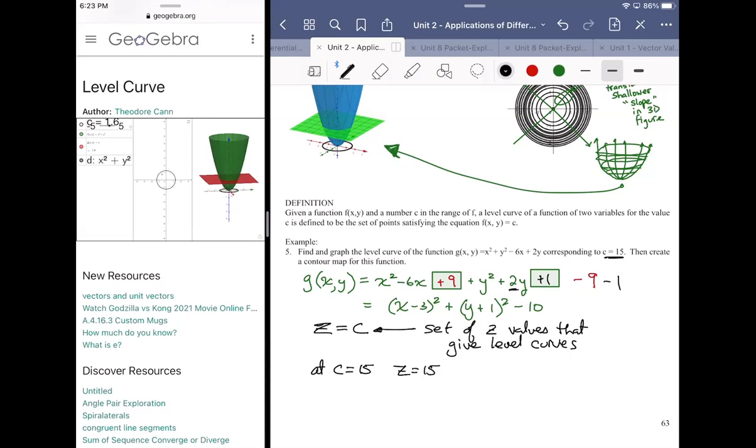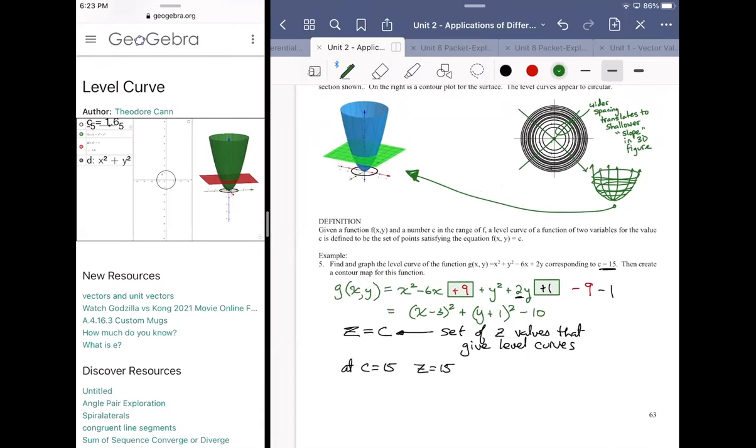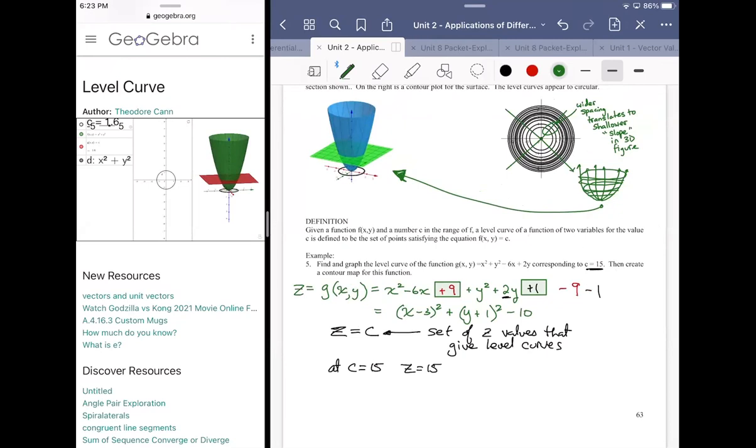Remember, a multivariable function of two variables can be defined as g of x comma y, but we could also call it z. That's another way of representing z. If it's in terms of x and y, I now have two equations defined as z, so therefore I can set them equal to each other and come up with 15 is equal to x minus 3 squared plus y plus 1 squared minus 10. Add 10 to both sides, and we get x minus 3 squared plus y plus 1 squared is equal to 25.